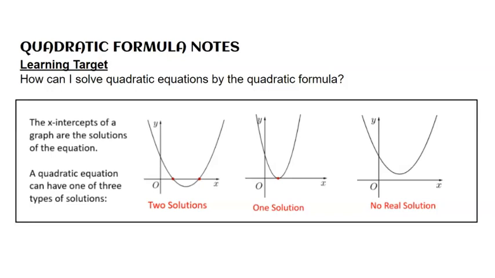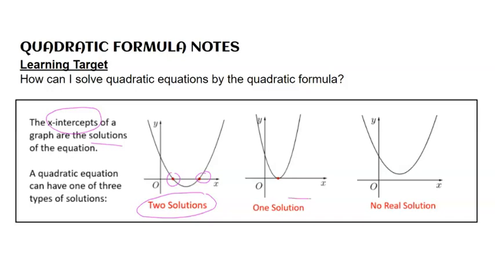The quadratic solutions are also known as the x-intercepts. The x-intercepts are the solutions. So sometimes we can have two solutions because we can cross the x-axis two times. With that curve, it comes up and comes down and crosses it.